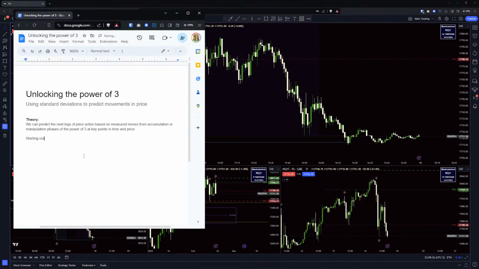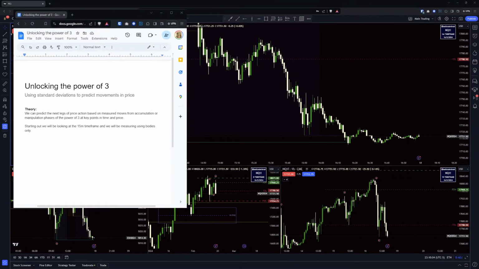Starting out, we will be looking at the 15-minute time frame, and we will be measuring using bodies only. Now this is a key point to this whole thing, and the thing that I've sort of unlocked this week. A lot of people do these type of measurements, but they use wicks.